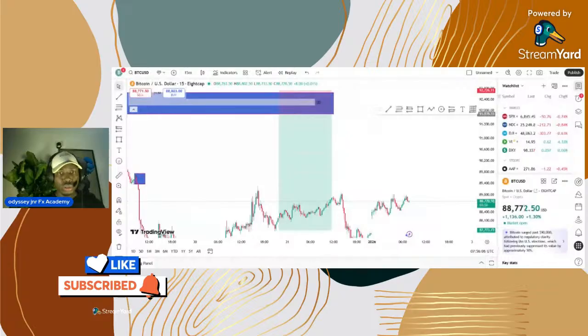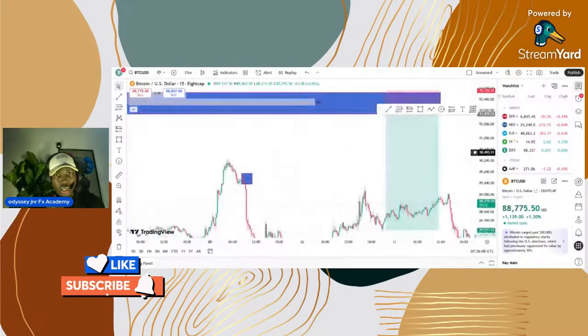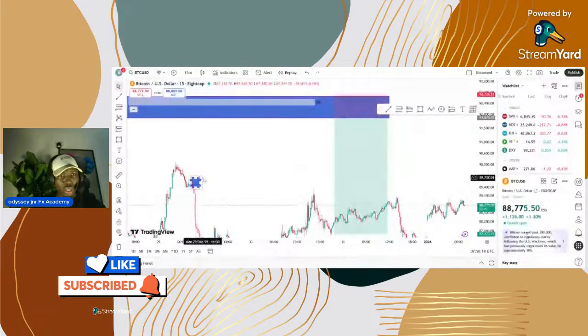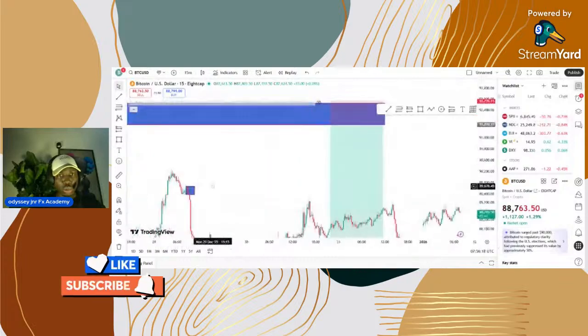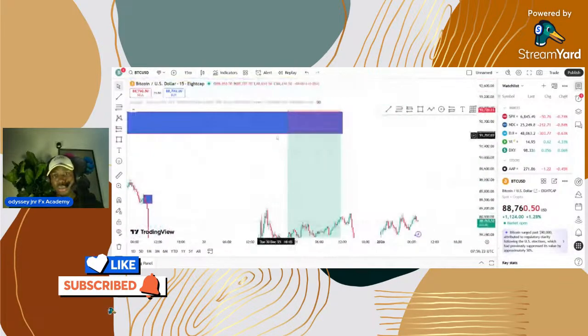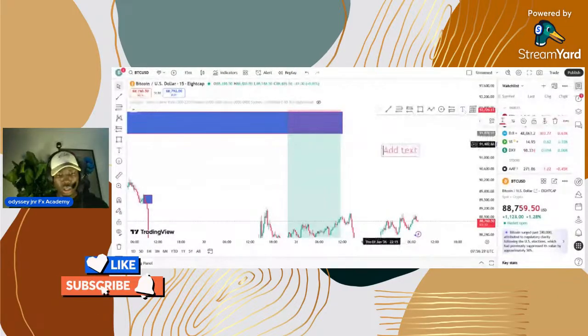So this is what we're expecting. This order block will be pending for now, but this is the one we are expecting to play out, this particular order block that we put here. So let's write down the confluence for this.